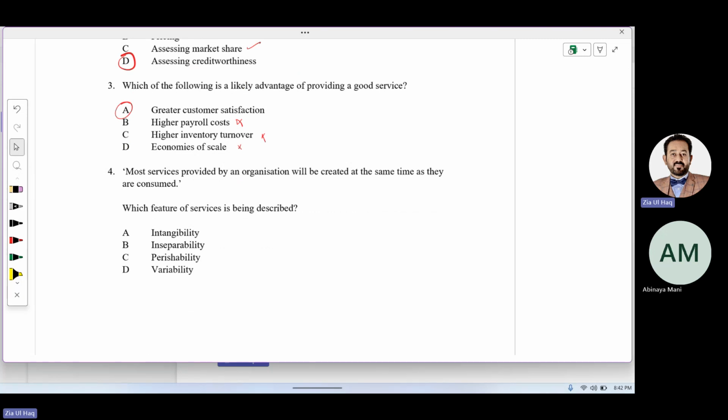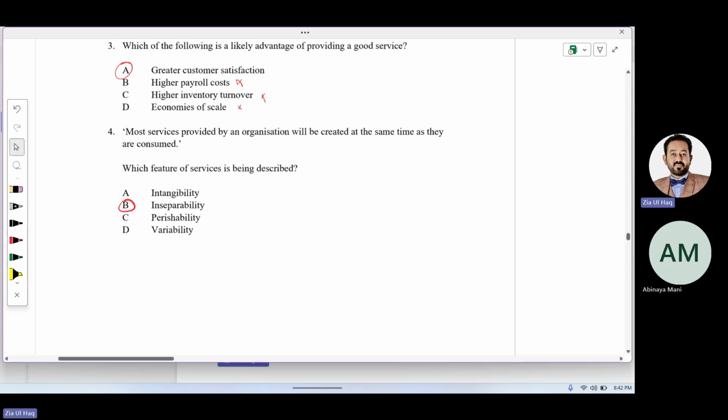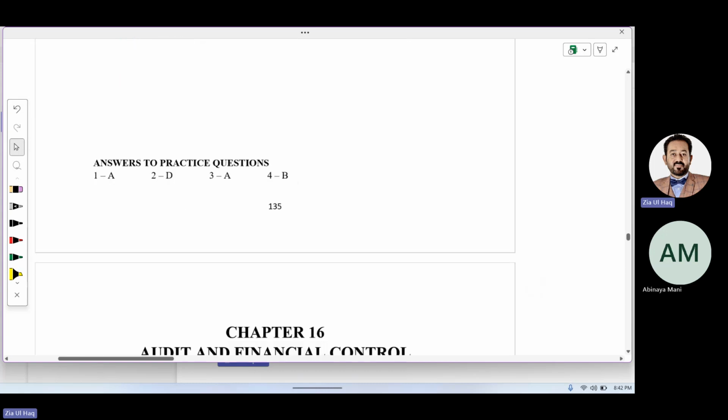Number four, most services provided by an organization will be created at the same time as they are consumed. Which feature of service is being described? Intangibility? No. Inseparability? Yes. Perishability, variability. Inseparability means because they cannot be stored, they cannot be separated from the employee at the time he is providing services. Services can be used because they cannot be separated from the person.